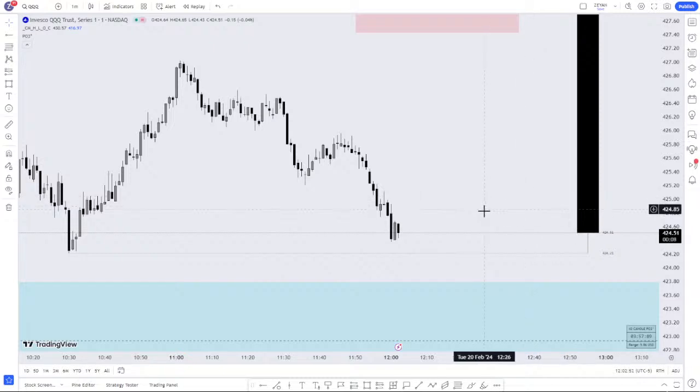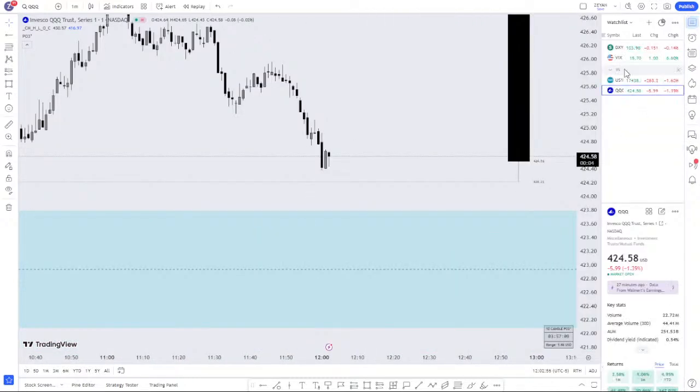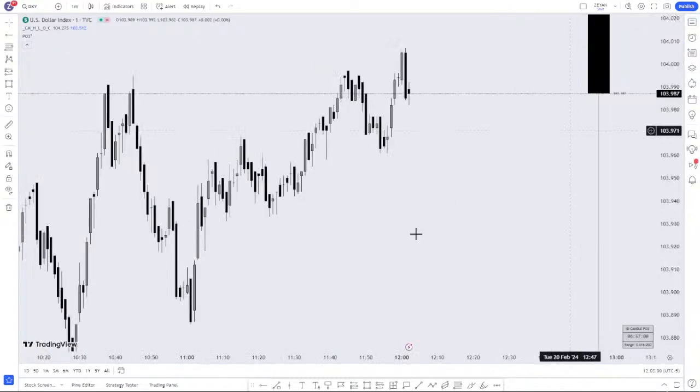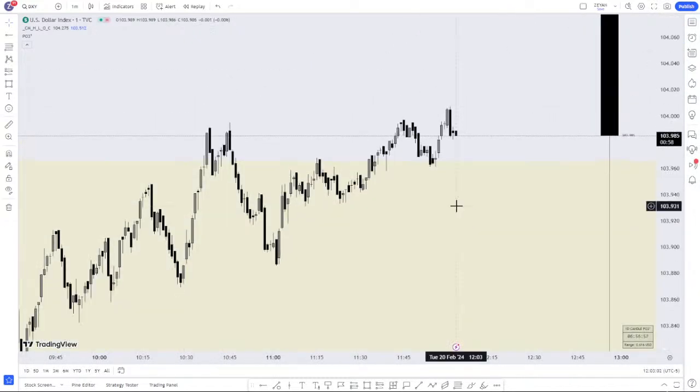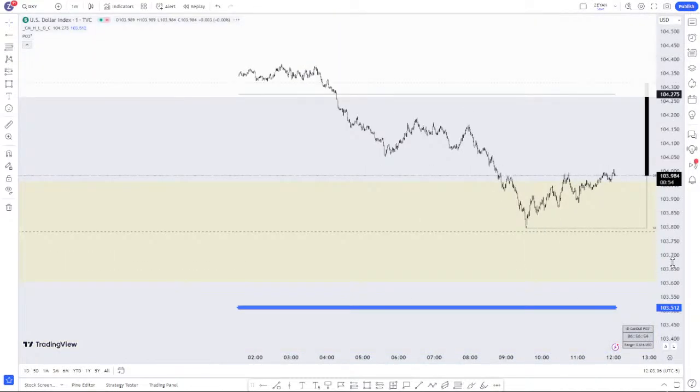To the lower part of this opening range gap, an area of interest on the DXY. The DXY, how is it playing out? You see this whole point.